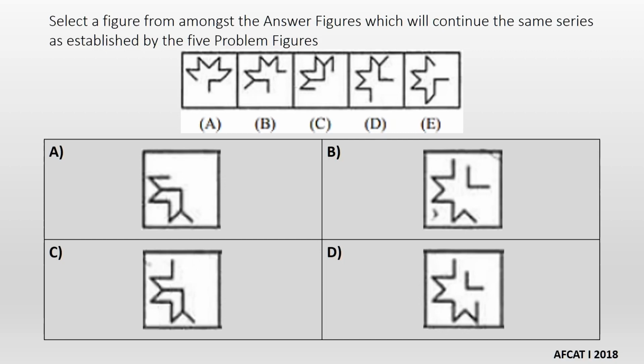Now if we see the outer object, then it's moving anti-clockwise. One hand is incrementing in anti-clockwise direction, and another hand is decrementing towards anti-clockwise direction. So we see after E, C should be the correct option. So the C is correct option.